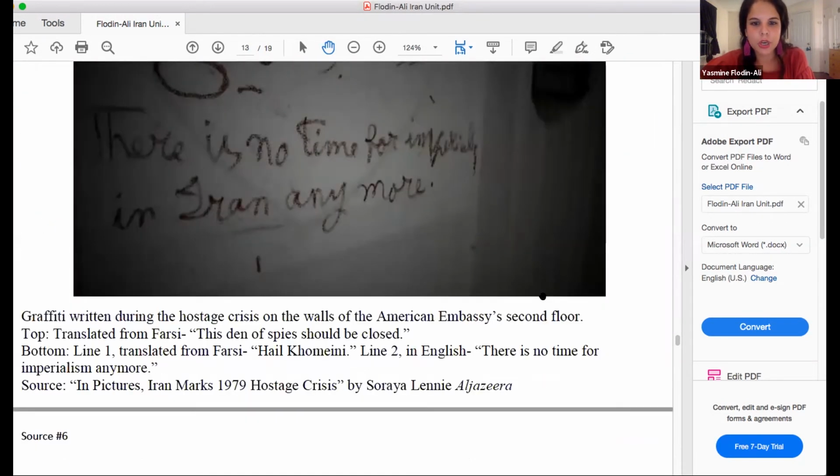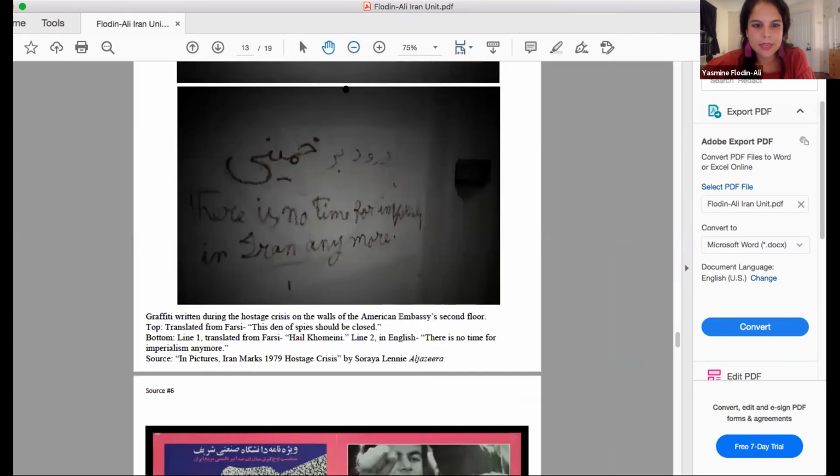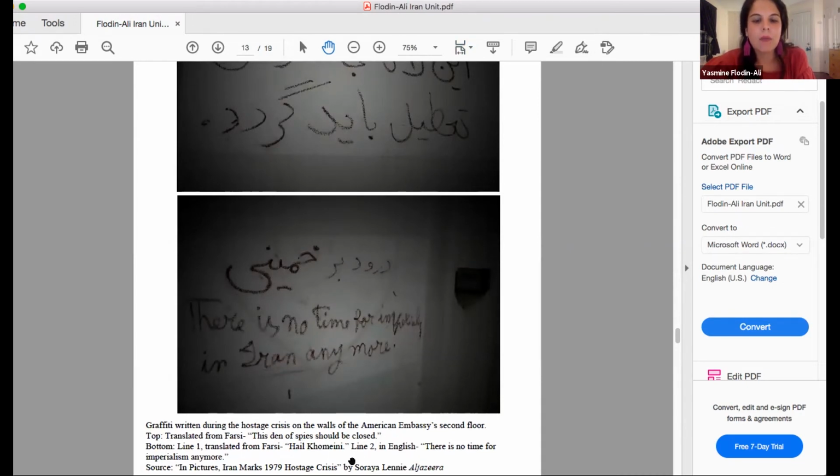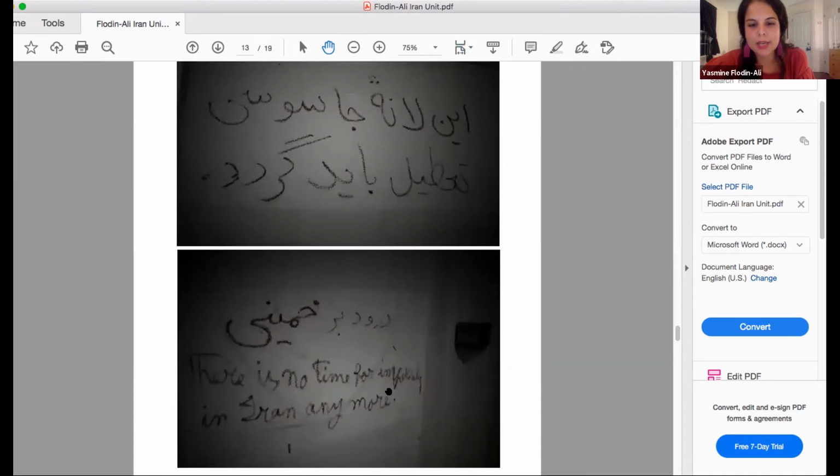We have another image here from the embassy. So this is graffiti written during the hostage crisis. And in Farsi, it says this den of spies should be closed. And then down here, it says both in English and in Farsi, there is no time for imperialism in Iran anymore. So again, getting from the Iranian perspective, I think that this is their narrative of this crisis, that it is about past American intervention, and that their sieging of the hostages is seen by some as a radical act.